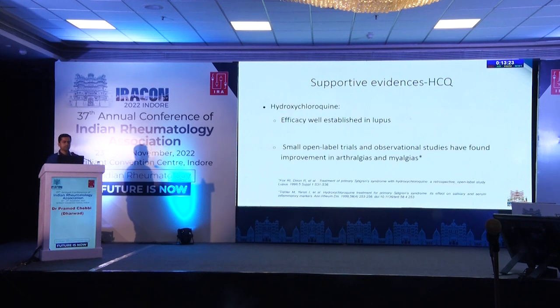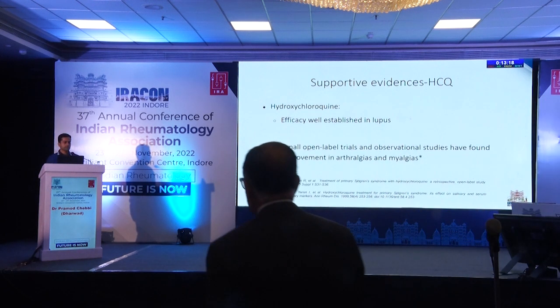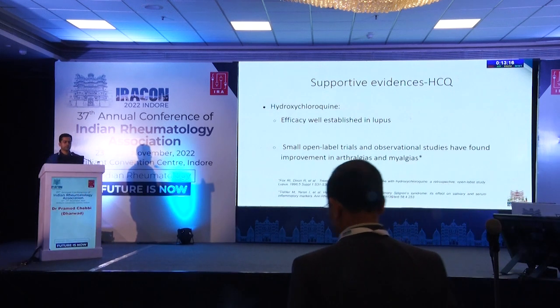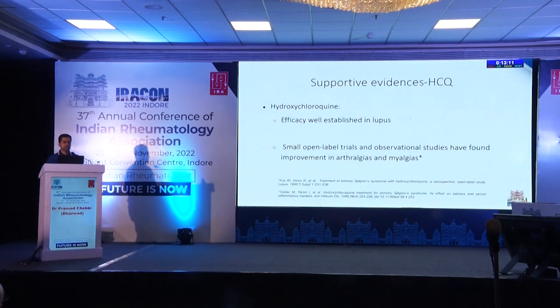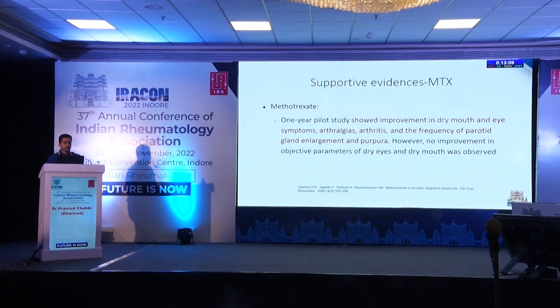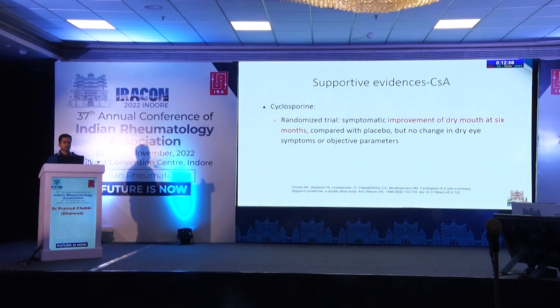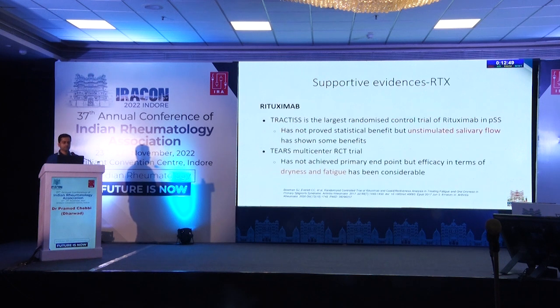And if you look at hydroxychloroquine, there is a lot of evidence which we gain from lupus. In the lupus setting, the role of hydroxychloroquine is very well established, and some open label trials have shown benefit in terms of arthralgia as well as myalgias. With methotrexate, one pilot study showed an improvement in dry mouth as well as eye symptoms along with arthritis and arthralgias. However, no improvement in objective parameters has been noted. Systemic cyclosporine has also shown some improvement in dry mouth at the end of 6 months.